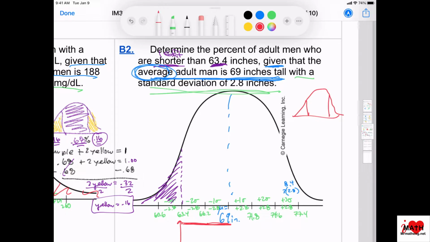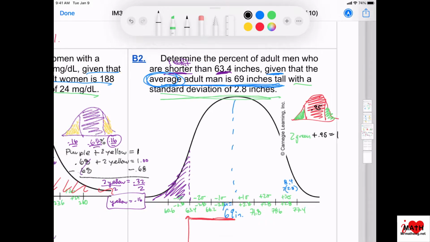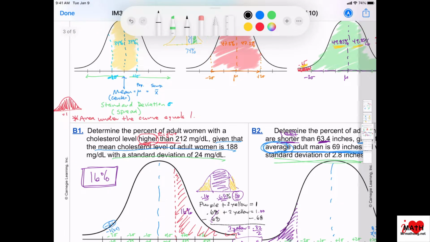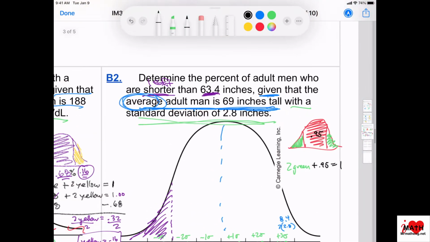The region inside here is 2 standard deviations, that's 0.95. Let's do a different color, how about green? That means these 2 tails to the left and to the right, we're not sure what they are. So let's write that. 2 green plus 0.95 equals 1. That was the other main idea from the intro video, right? Area under the curve equals 1.